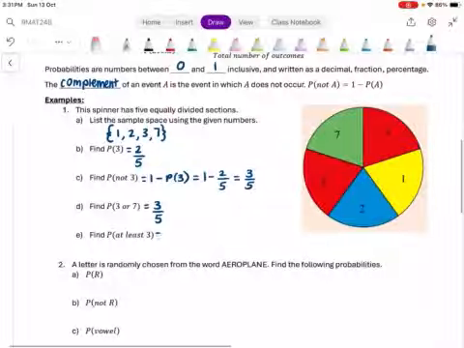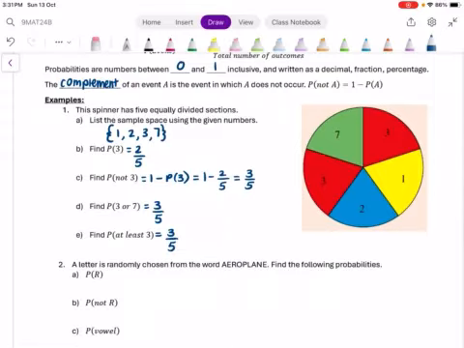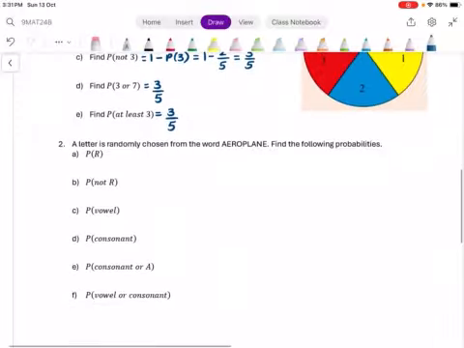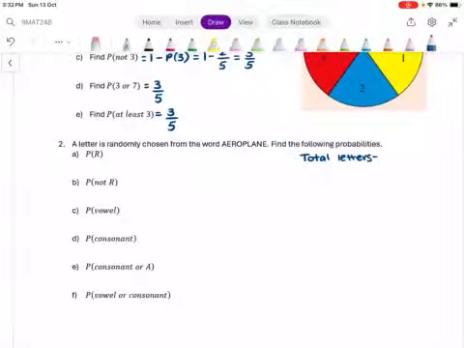Moving on to example 2, what we have is a letter randomly chosen from the word aeroplane. We want to find the following probabilities. The first thing we want to do is work out how many total letters there are. So total letters is 9. Yep, 9. And then we want to look at our question. We want to find the probability of an R. So how many R's do we have in the word aeroplane? The correct answer is 1 out of a total of 9 letters.